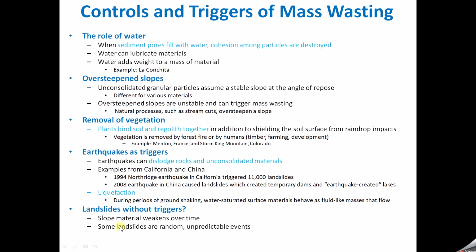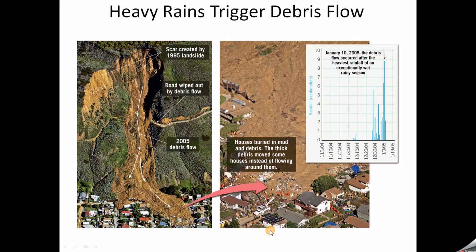Landslides without triggers. Slope material weakened over time can happen. Some landslides are random, unpredictable events. So here we have a heavy rain triggered debris flow. This is the valley, and the debris just came down to the town and started covering houses due to the heavy rain.